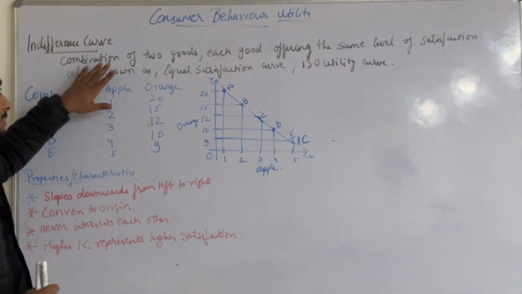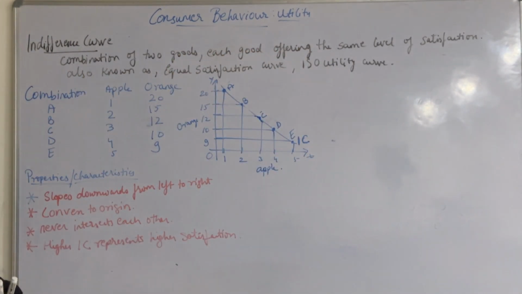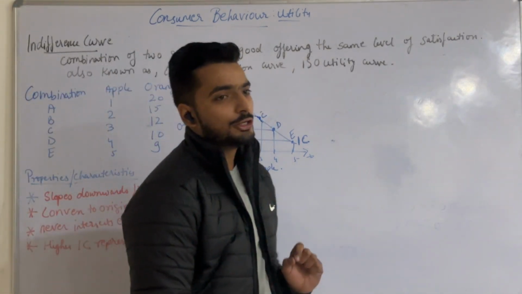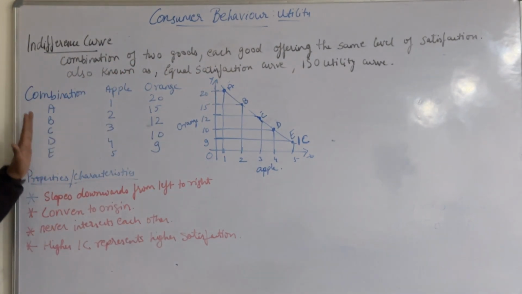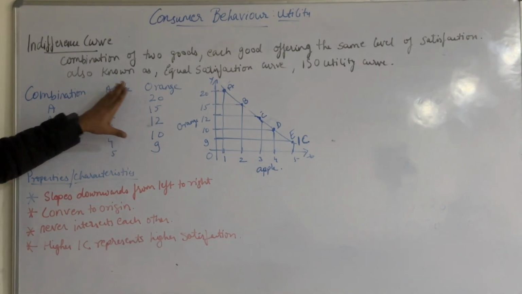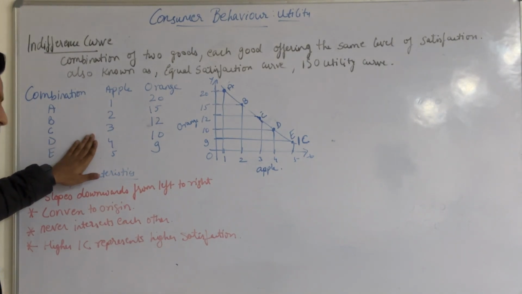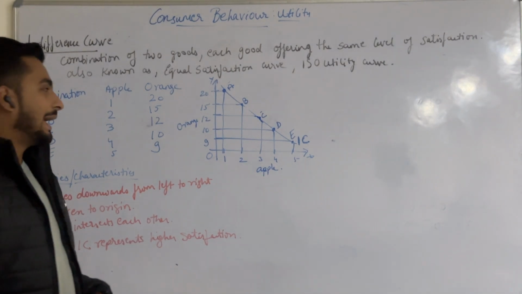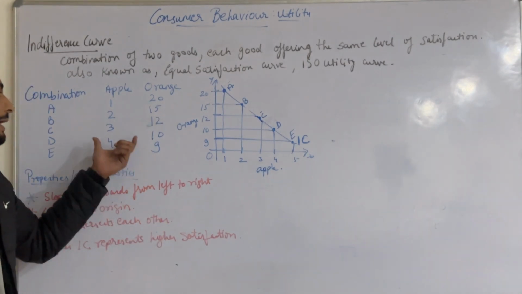Indifference curve shows the combination of two goods, each good offering the same level of satisfaction to the consumer. It is also known as equal satisfaction curve or iso-utility curve. You can see from the table that combinations A, B, C, D, E are given for two goods, apple and orange. Both are offering the same level of satisfaction, but you will consume either this or this because of your limited income.